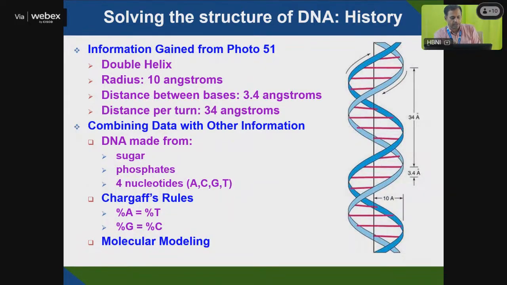From this pattern they got the double helix, the radius, and all those parameters. Then they combined the data with other information, like DNA being made up of sugar, phosphate, nucleotides A, T, G, C, and Chargaff's rule that the percentage of A is equal to the percentage of T, and G is equal to C. By this, they predicted the DNA crystal structure, the helical structure, using single crystal XRD.